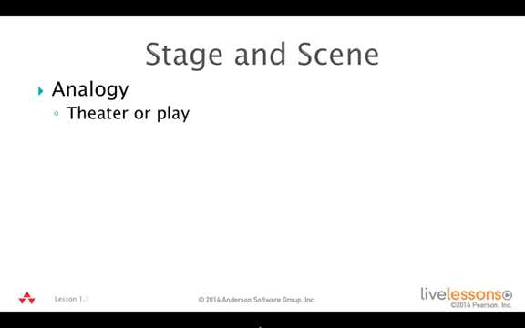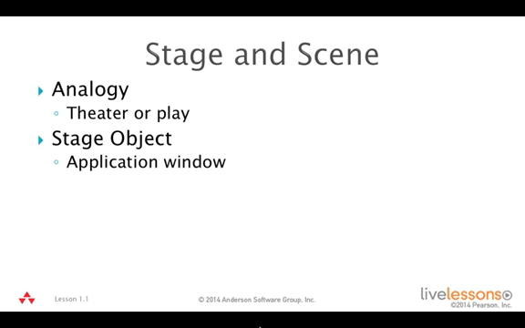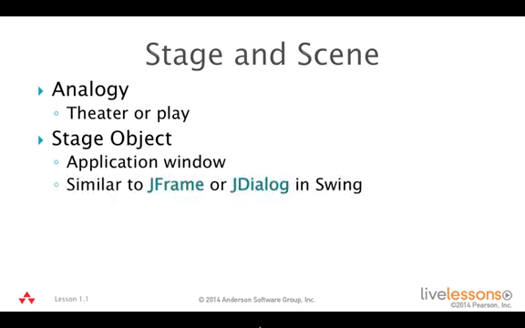Like a theater play, a JavaFX program is a stage with scenes. You can have as many scenes as you want, and you can change scenes while your program runs. A stage object is an application window similar to a JFrame or JDialog in Swing. On the desktop, a stage has its own top-level window with a border and title bar. In the browser, a stage doesn't have a window but is rendered like a Java applet. The stage class has methods that you can invoke and properties that you can configure.